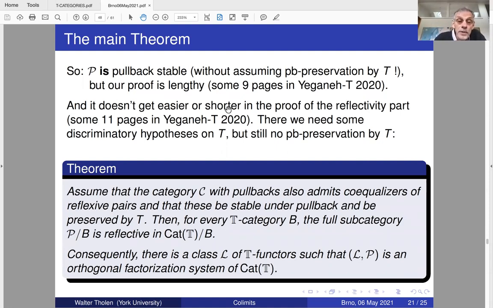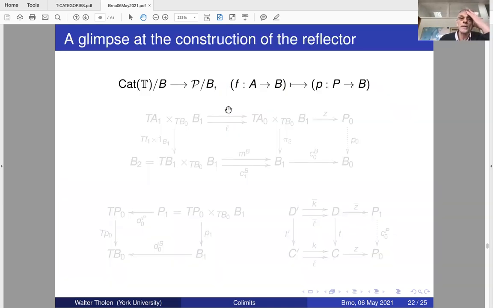Now, to get to the reflectivity, this, however, doesn't come for free. We still do it without pullback preservation, but in order to do so, we need co-equalizers of reflexive pairs, and we need to assume that these be stable under pullback, and these reflexive co-equalizers have to be preserved by T. To give you an idea about the construction, let me show you just one slide on this.